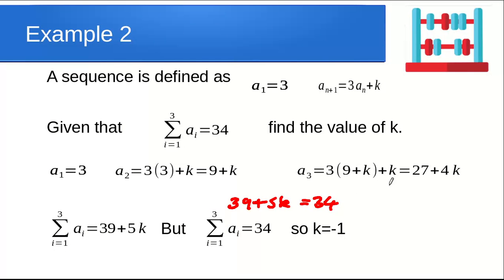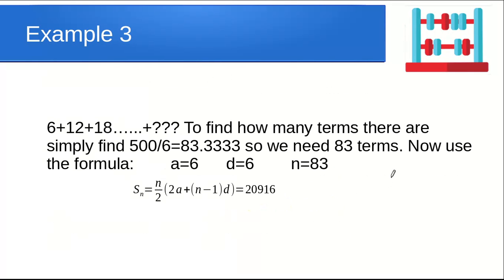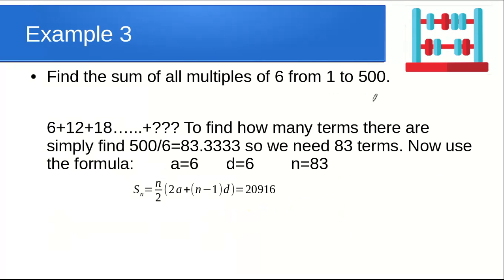So look out for those little inductive sequences, they can sometimes confuse people. Let's have a look at another question though. This one's a good question. It simply reads, find the sum of all multiples of 6 from 1 to 500.